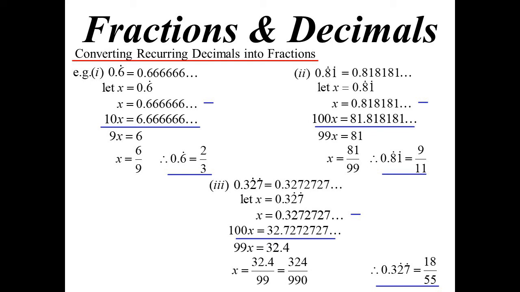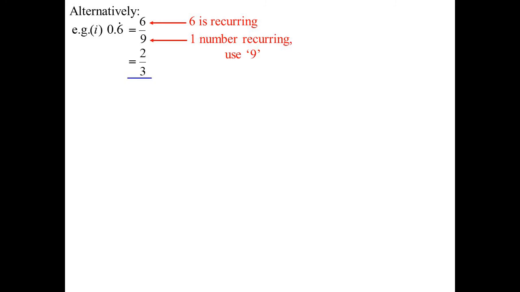But if you notice the pattern, there is an easier way. Remember 0.6 repeater? I can just look at that and say, oh, that's 6, because 6 is the number that's recurring, over 9, because there's one number recurring. So there's one number recurring, I'll put a 9 in the denominator. So it's 6 over 9, 2/3. So in other words, 0.1 repeater is 1/9. 0.2 repeater is 2/9. 0.3 repeater is 3/9. Which of course means that 0.9 repeater is 1. Okay. It is true, by the way. 0.9 repeater is actually 1.